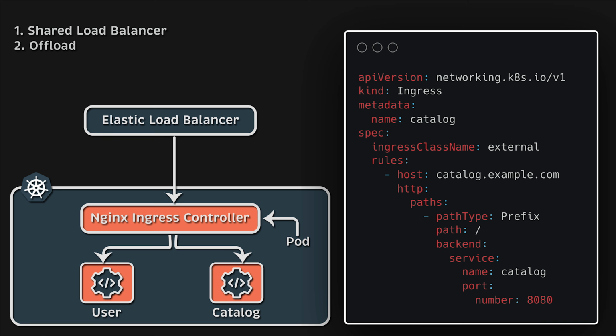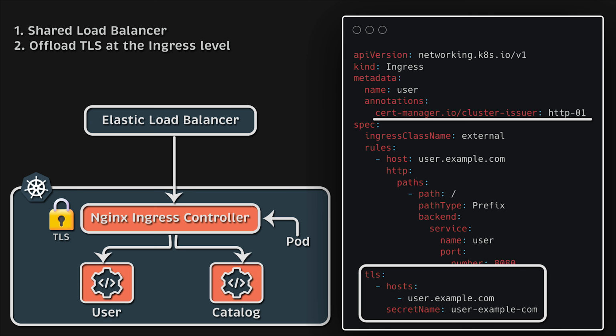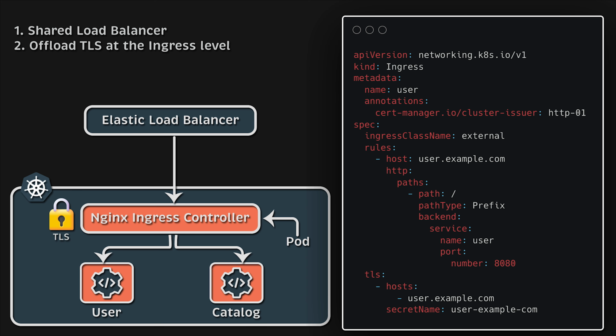Second, we also frequently use Cert Manager to automatically obtain TLS certificates from Let's Encrypt. This offloads TLS at the Ingress level, so applications receive plain HTTP traffic. As a result, you don't have to manage certificates on every single application exposed to the internet. Auto-renewal is automated as well.